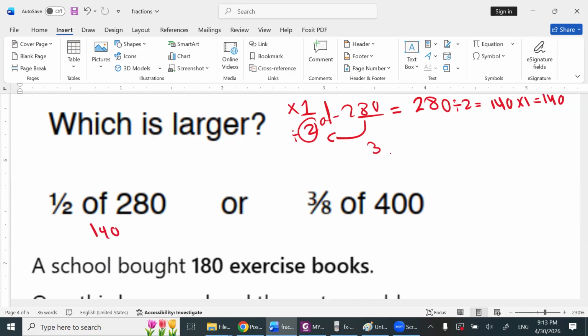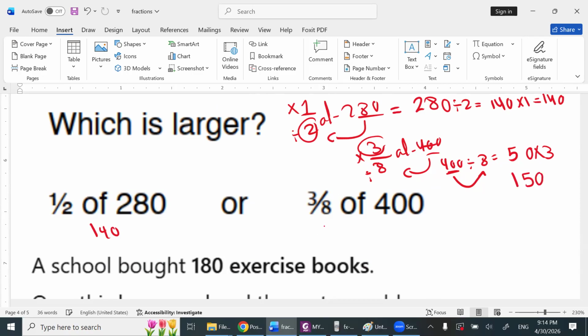3/8 of 400. You need to divide by the bottom, multiply by top. 400 divided by 8: don't use 400, make it 40 divided by 8 and put 0. 40 divided by 8 equals 5, put 0 and it will be 50. 50 multiplied by the top, multiplied by 3. 50 times 3 equals 150.